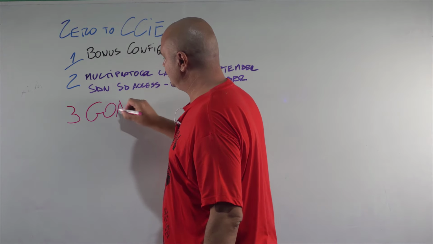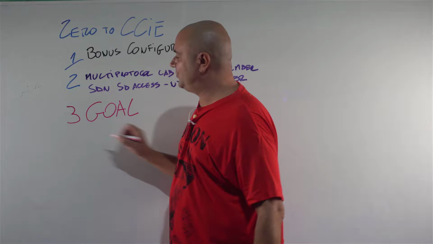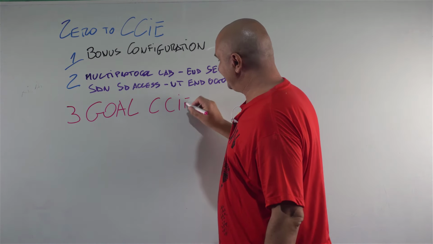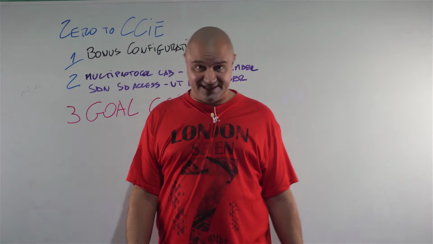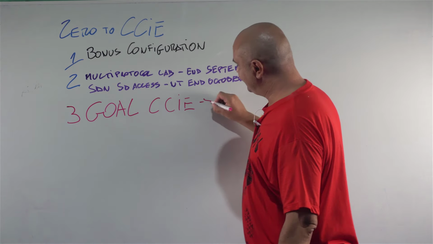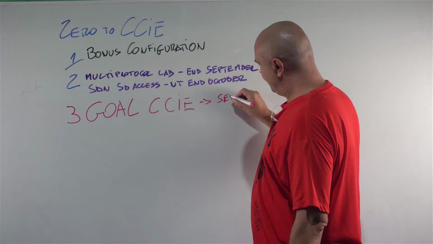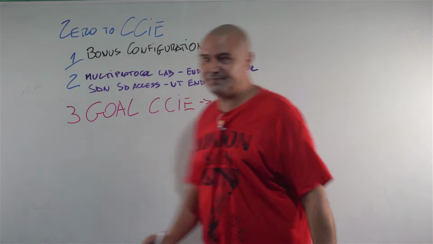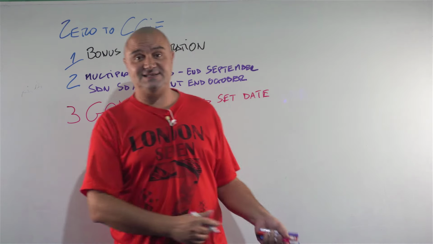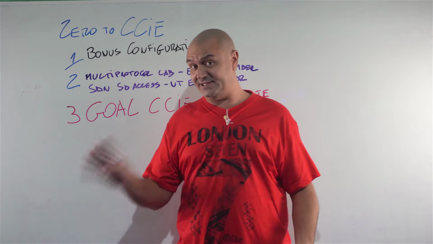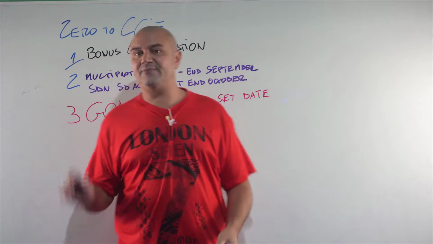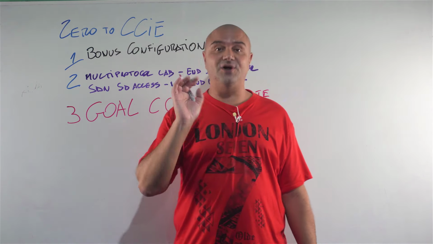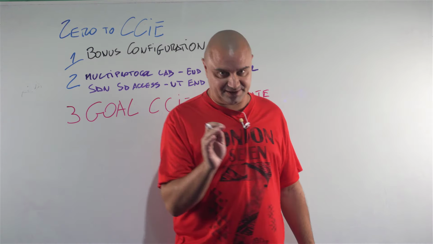So what's your goal? Your goal is CCIE. And to get the CCIE, you need a date. So you need to set a date. And again, people who are a little bit more advanced already got this date. They have already, someone already booked the exam. Someone is planning to book it soon. They have a date in their mind. If you still don't, it's time to think about it.